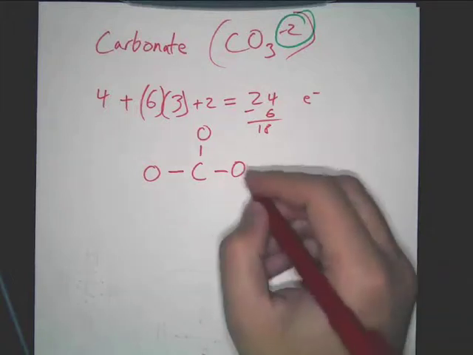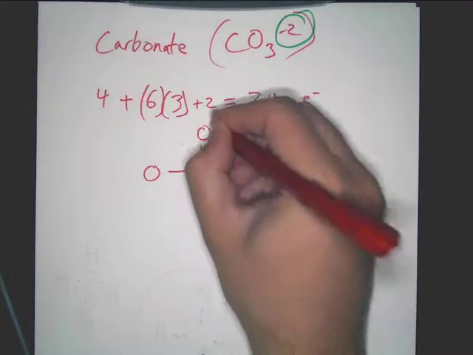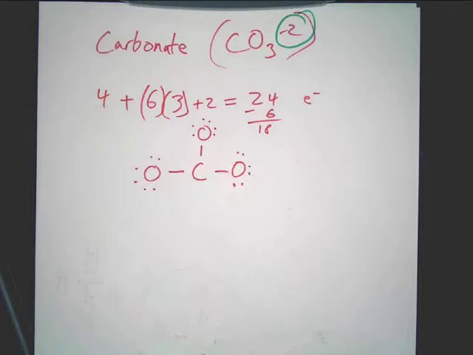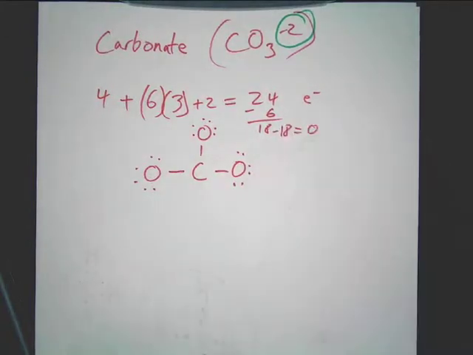We're going to go around and add to the outer atoms now. So 1, 2, 3, 4, 5, 6, 7, 8, 9, 10, 11, 12, 13, 14, 15, 16, 17, 18. Okay. Is it going to fit every time? Always. That's the point. So what about carbon? We have no electrons left over to add.